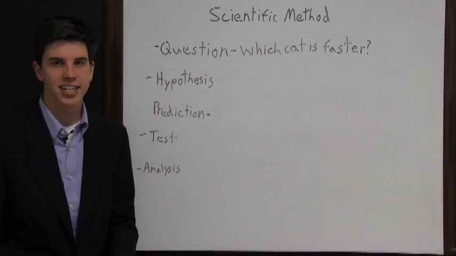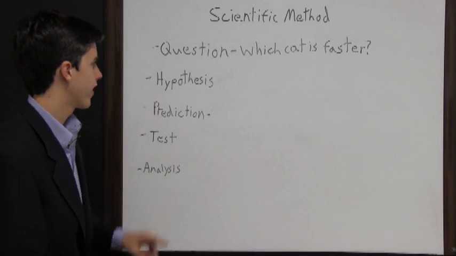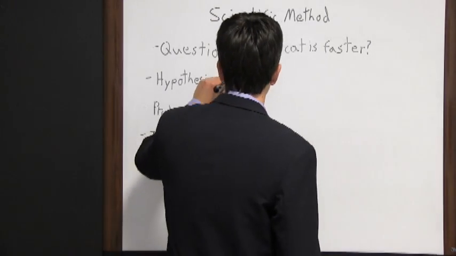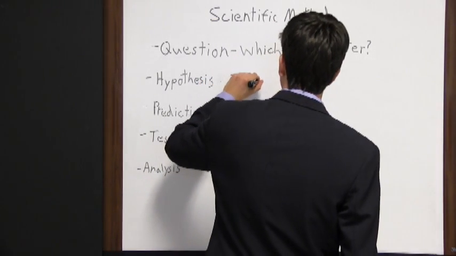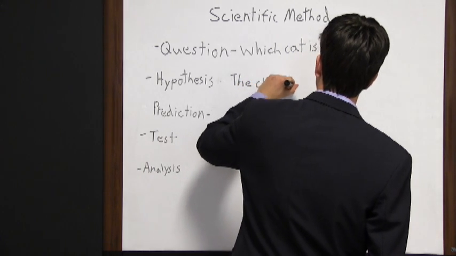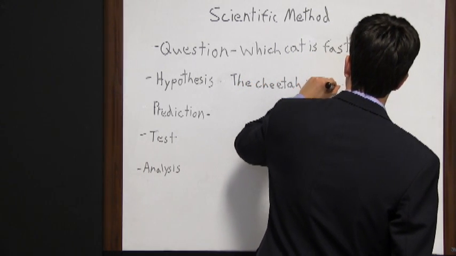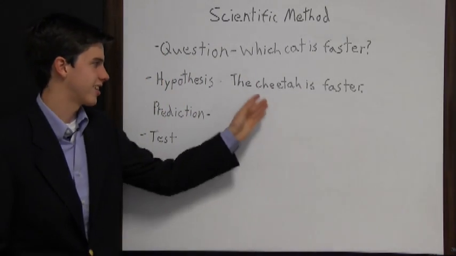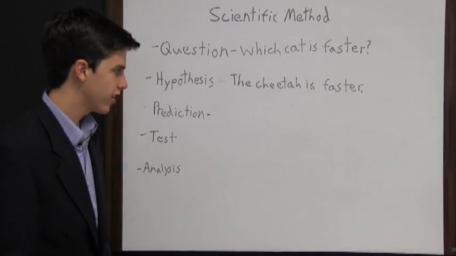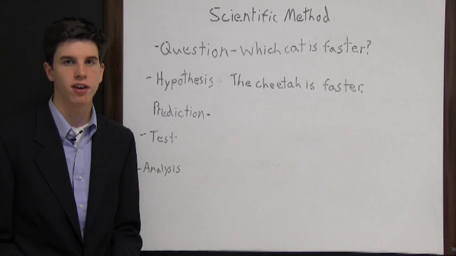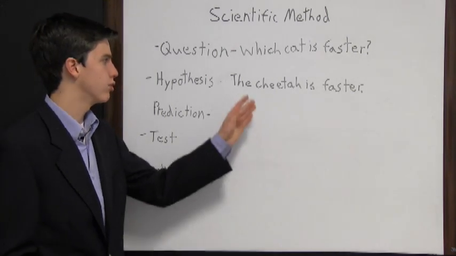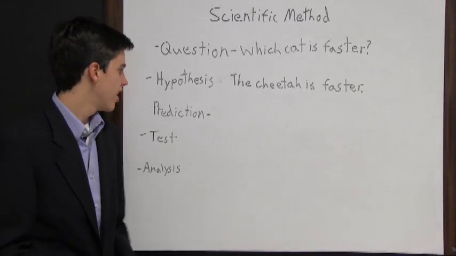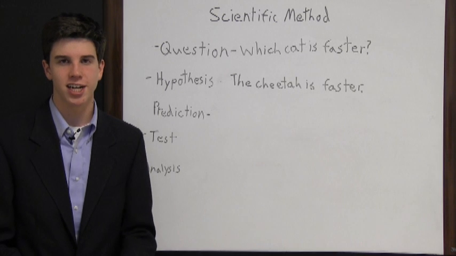Then the scientist, based off of prior knowledge, is going to formulate a hypothesis. In this case, the hypothesis is going to be the cheetah is faster. Notice how the hypothesis is written as an established fact. It's because through the experiment portion of the scientific method, the scientist is going to try to prove his hypothesis true.